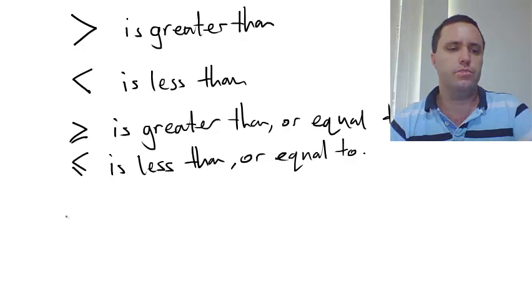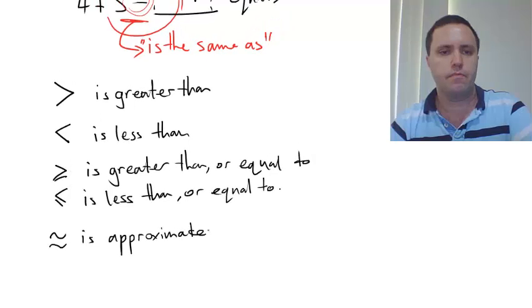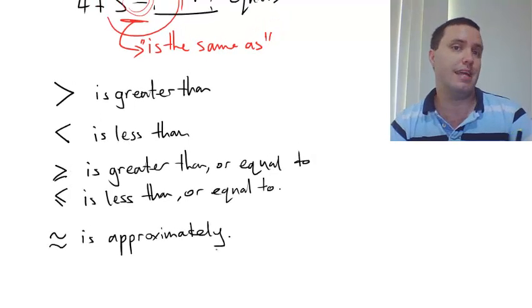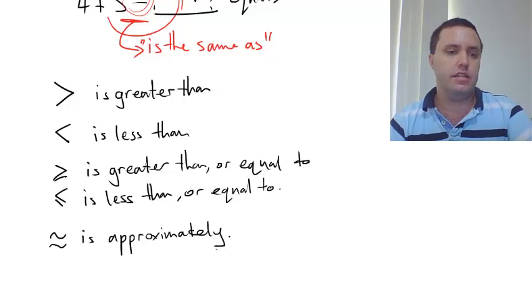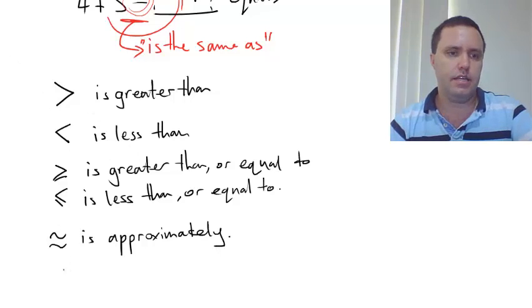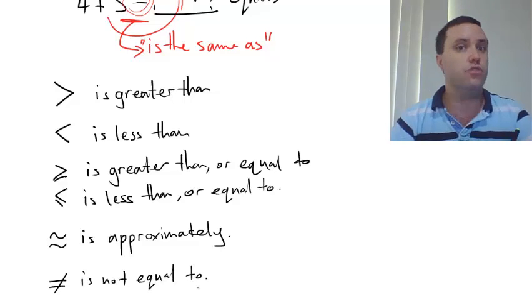We're going to use, you'll be seeing this one, which means is approximately. Okay, so we use that when we make an estimate of something, when we don't need the perfect value necessarily. Okay, and lastly, a very important one is this one here, which means is not equal to. Okay, or is not the same as.